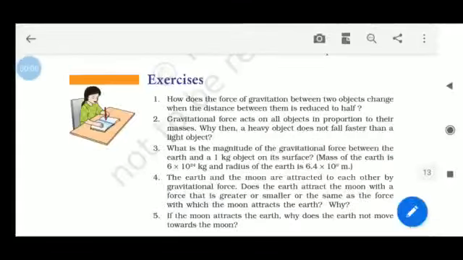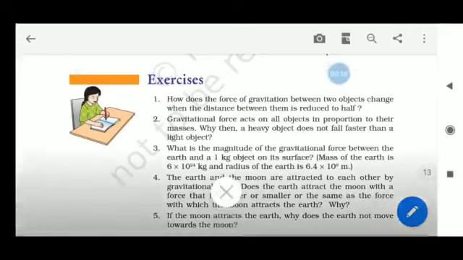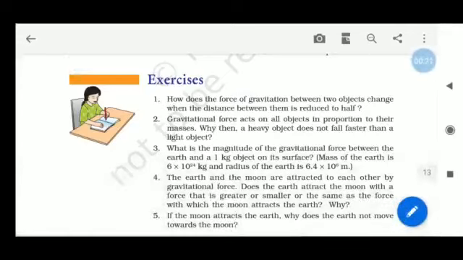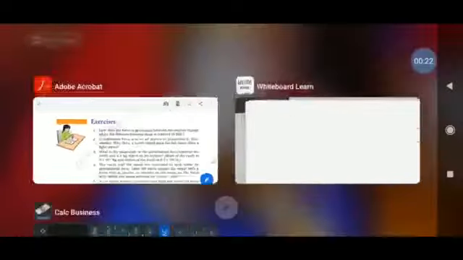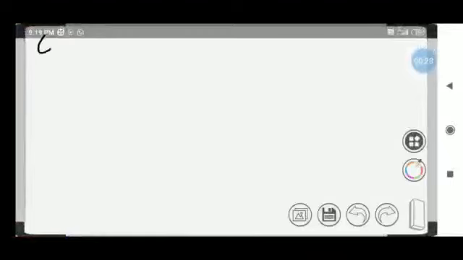So the question number 1: how does the force of gravitation between two objects change when the distance between them is reduced to half? So when the distance is reduced to half, what change will occur in the force of gravitation? Okay, so this is the question. Can we solve?